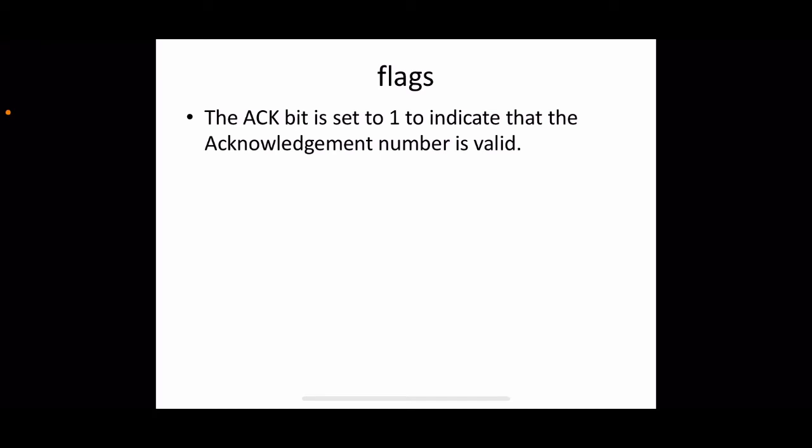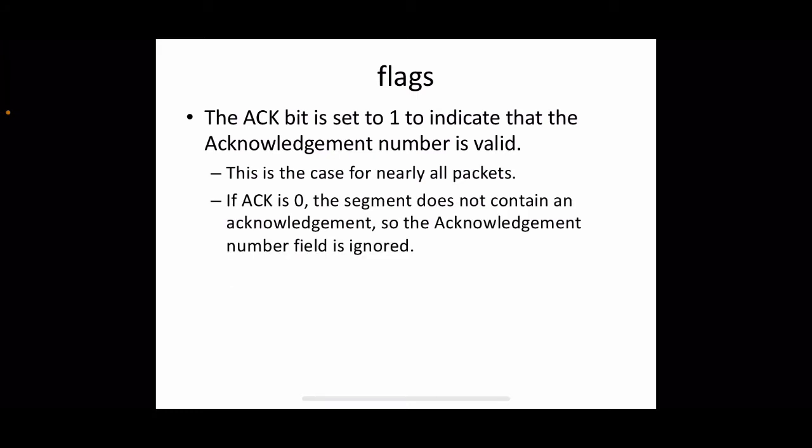ACK stands for acknowledgement. If the ACK bit is set, that means this segment carries acknowledgement information, so the acknowledgement number in the corresponding segment is valid. In most cases this will be the case, because the data segment also carries some acknowledgement information. But in some cases that may not be so, and only the data will be there in the segment. So if ACK is 0, the segment does not contain an acknowledgement, and the acknowledgement number field in this case will be ignored.